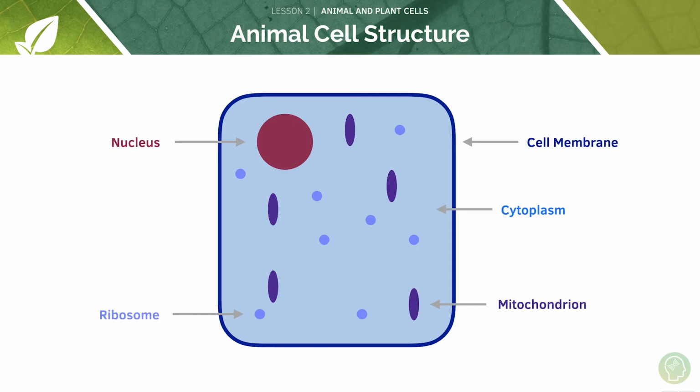So let's do a quick recap. Animal cells have a cell membrane, cytoplasm, nucleus, which houses the genetic material of the cell, ribosomes, which are the protein factory, and mitochondria, which are the powerhouse of the cell.